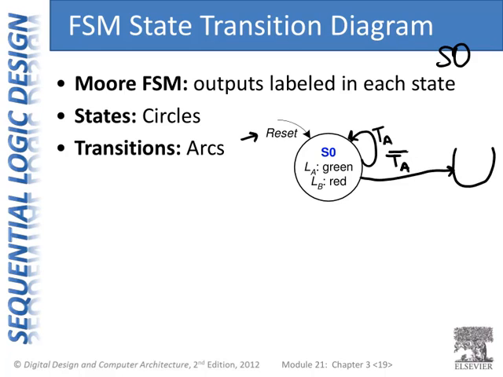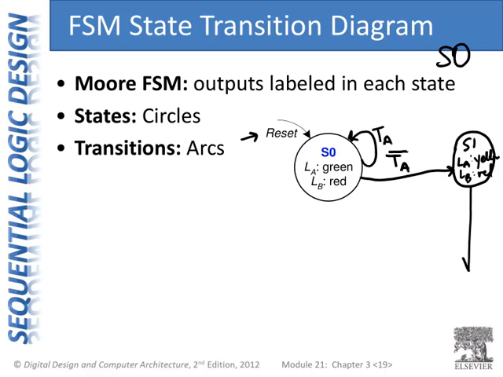We don't immediately make LA red and LB green, so that we avoid collisions, but we're going to go to an intermediate state. We'll call this S1, where LA is yellow and LB stays at red, so that we avoid collisions.